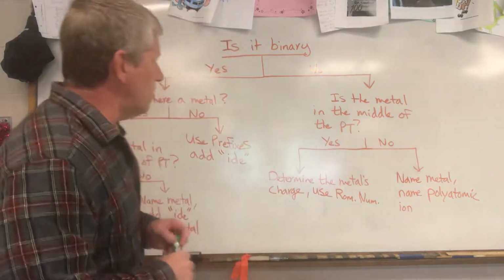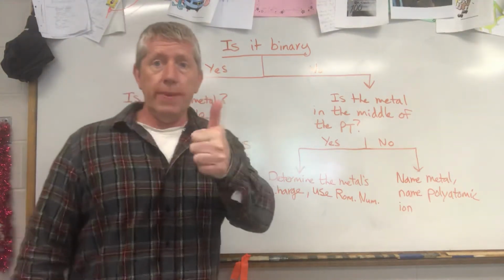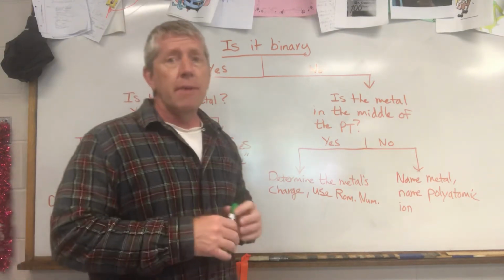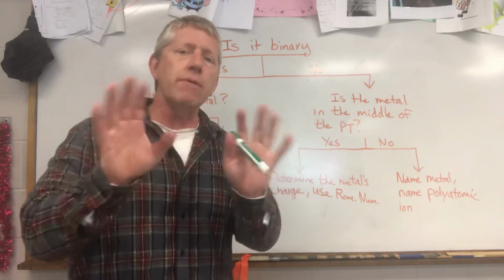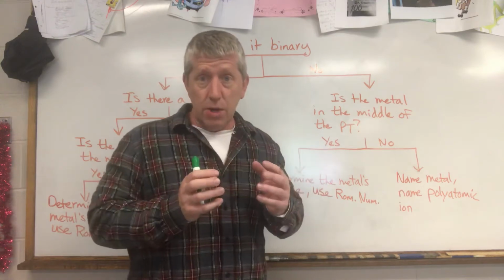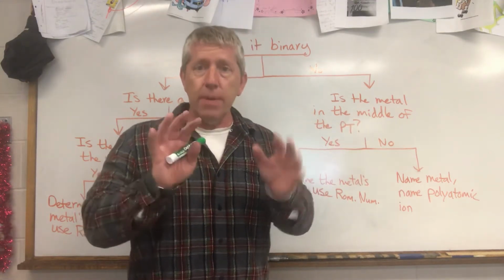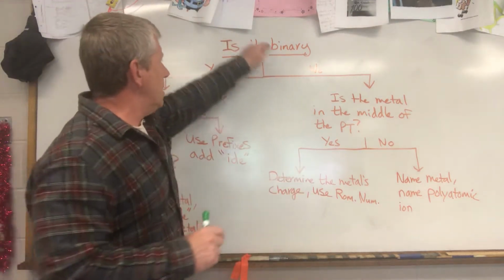Carbon dioxide, CO2. Let's go ahead and do our flow chart. Is carbon dioxide binary? Carbon, oxygen. Yes. Now, sometimes students go, no, it's not binary, that has 3 things in it. You have a carbon and 2 oxygens. No, that's not what I'm talking about for binary. Binary means you have 2 different elements. Now, you can have more than one of an element, but do you have 2 different elements, carbon, oxygen? Yes, so it's binary.